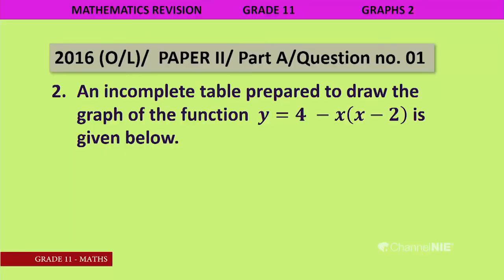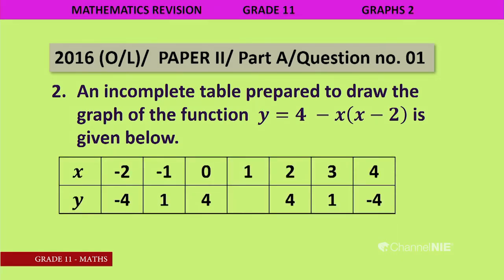An incomplete table prepared to draw the graph of the function y equals 4 minus x times x minus 2 is given below. X equals minus 2, minus 1, 0, 1, 2, 3, 4. Y: minus 4, blank, blank, blank, 4, 1, minus 4.